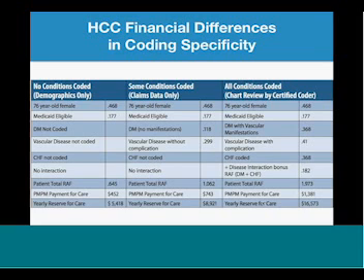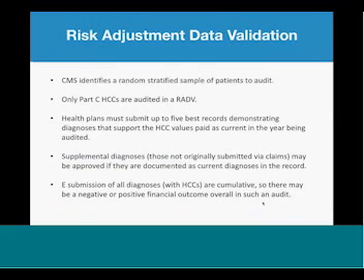$16,573. So again, health plans are funded based on risk adjustment factors. Undercoding can lead to underpayment and loss of revenue, and overcoding leads to audit risk and compliance actions.